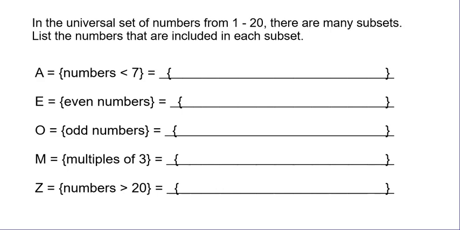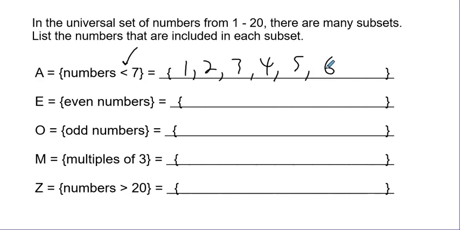Numbers less than 7. And be careful, this is less than, not less than or equal. So that's the numbers 1, 2, 3, 4, 5, and 6. Stop. If it said less than or equal, we would put 7. But it's just numbers less than 7.